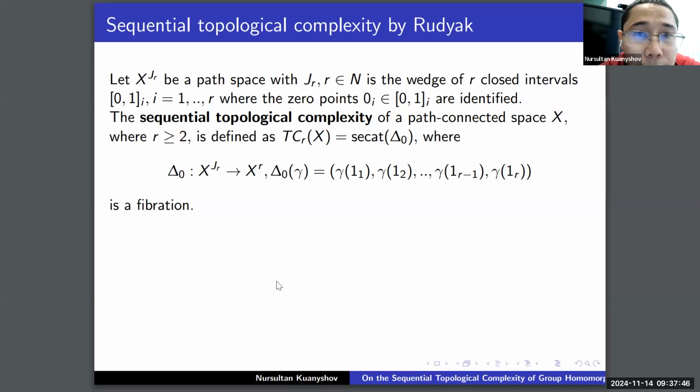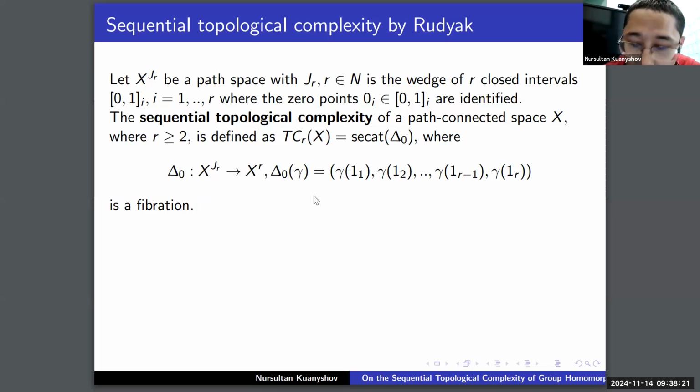Then Rudyak extended this topological complexity to sequential topological complexity. His original definition is the following. Let X^{J_R} be a path space, where J_R is a wedge of R closed intervals where the zeros are identified. Then he defined the sequential topological complexity of a space to be just the sectional category of this base point fibration, where it takes a path and evaluates it at each interval.